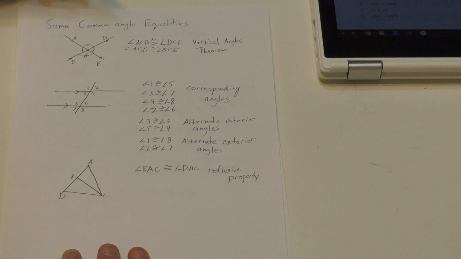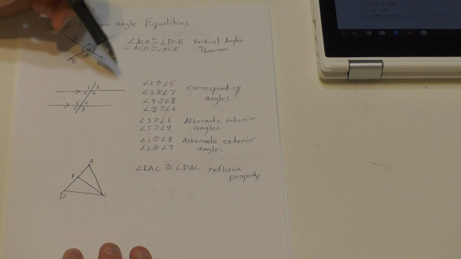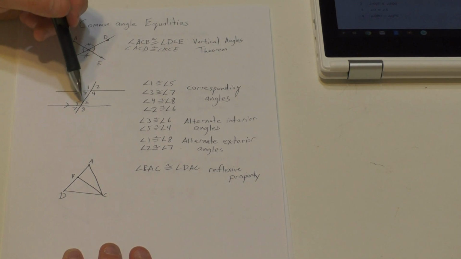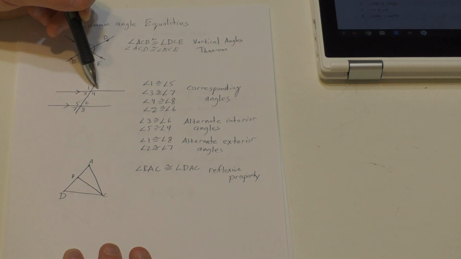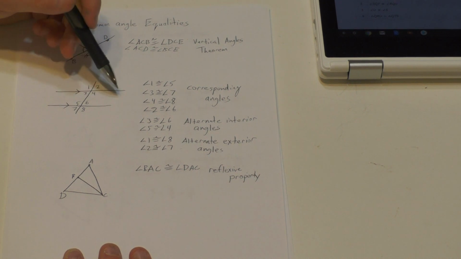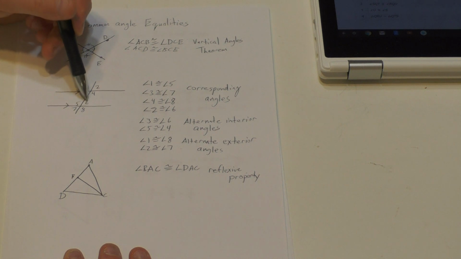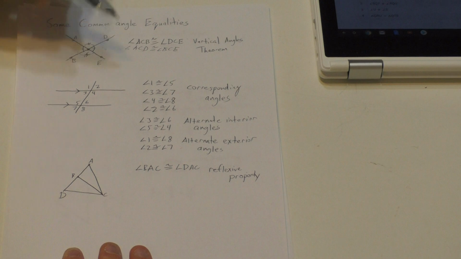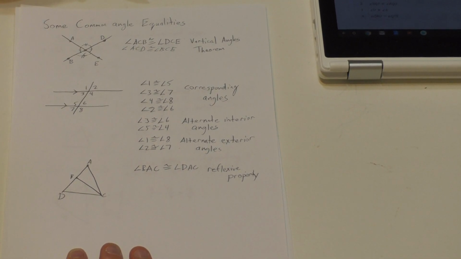Same with 5 and 4. Alternate again across the transversal, but now exterior angles, so on the outside of these parallel lines. So 7 and 2 across the transversal, outside the parallel lines, alternate exterior angles. Same with 8 and 1. You can also tell here that 1 and 4, 3 and 2, 5 and 8, 7 and 6, all vertical angles as well.